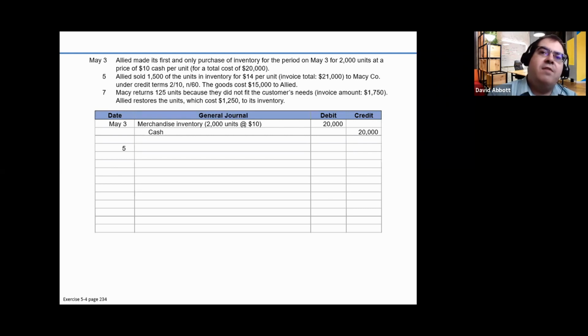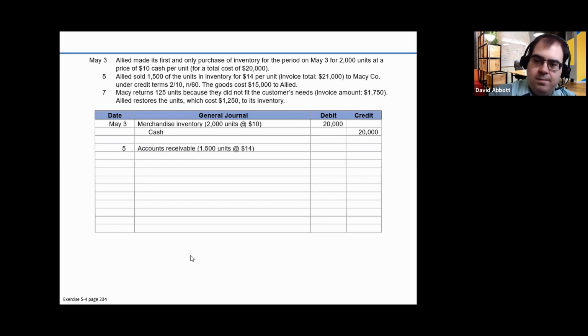So let's look at the 5th. May the 5th, Allied sold 1,500 of the units in inventory for $14 per unit. So the invoice total was $21,000 to Macy Company. But again, that's on credit terms of 2/10, n/60. And so the goods cost $15,000 to Allied. So there's two portions to this that we're going to record.